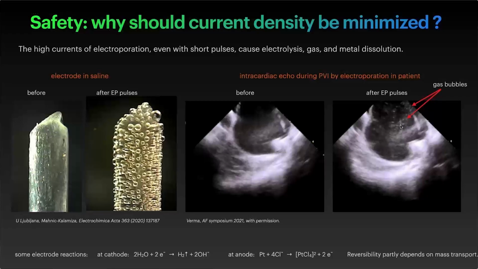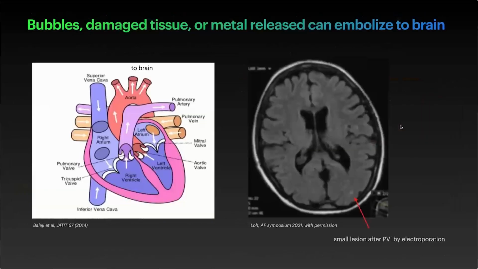You don't want these bubbles embolizing. Anything you do here in the left atrium is going to go into the left ventricle and immediately up to the brain. And in fact, there have been reports of lesions in the brain caused after PVI by electroporation, such as this one. They may or may not resolve, they may or may not be asymptomatic, but I think we can agree that we don't want any bubbles or metal released into the body if we can help it.